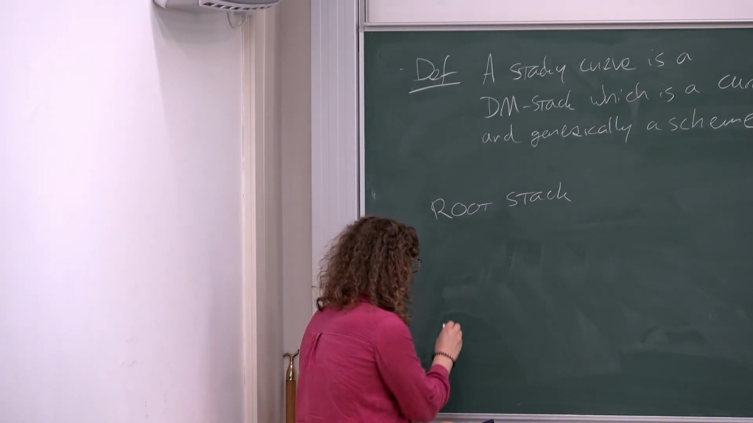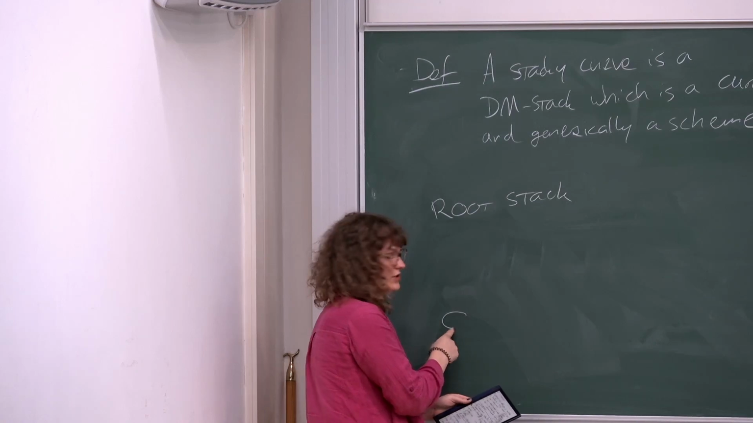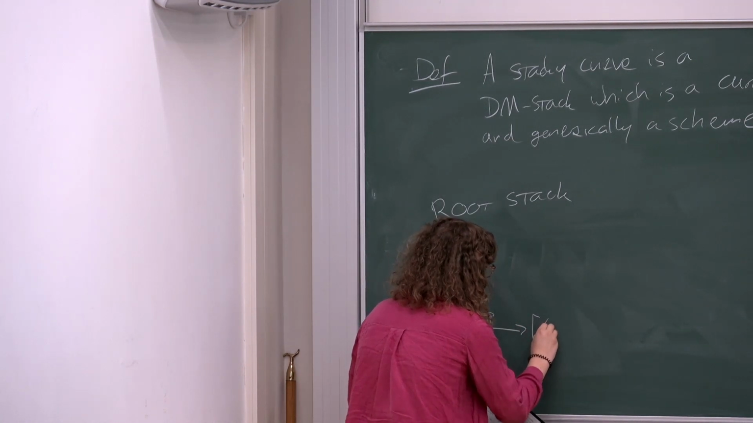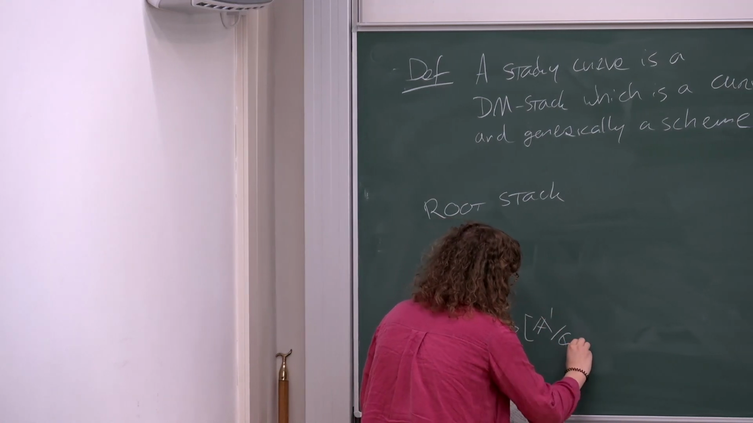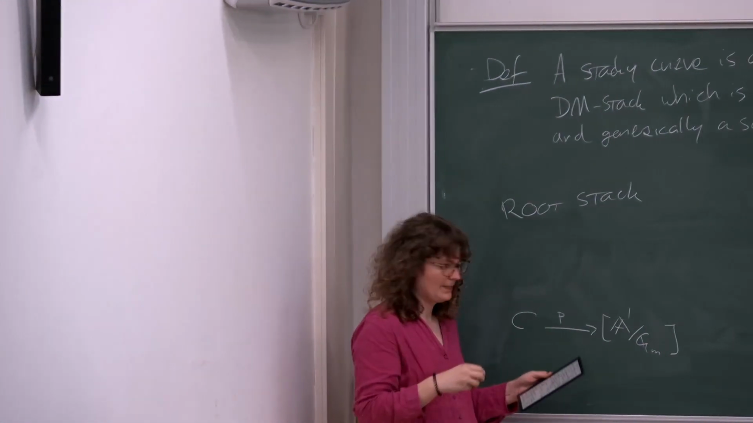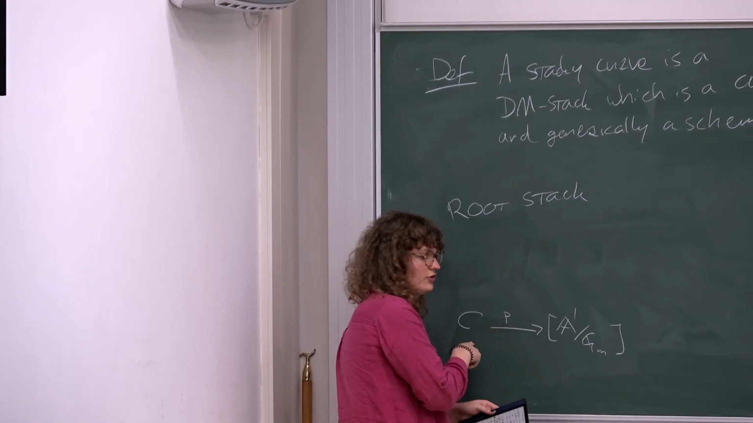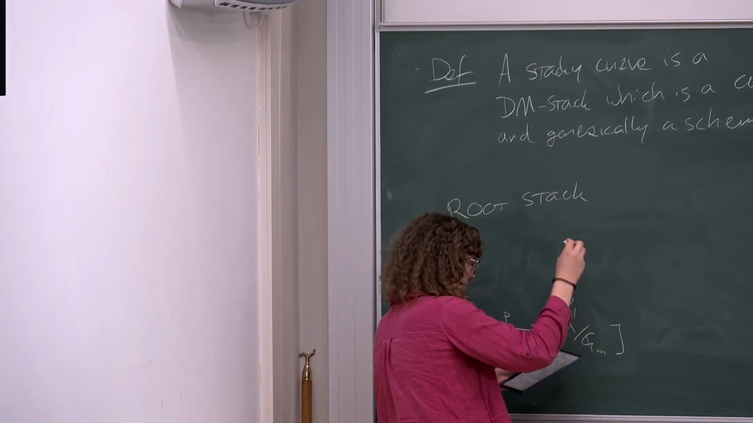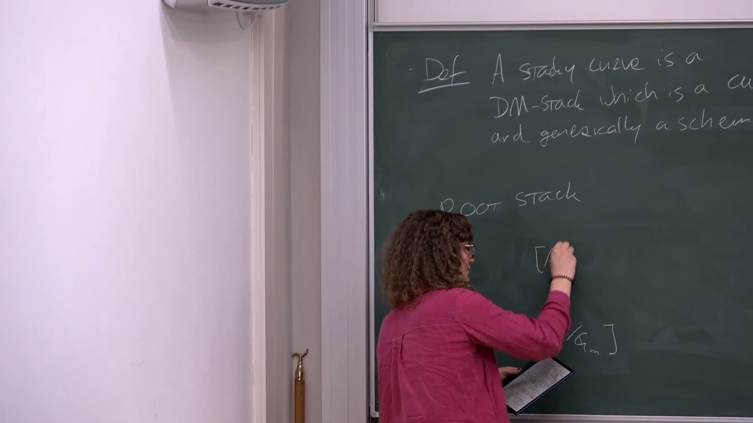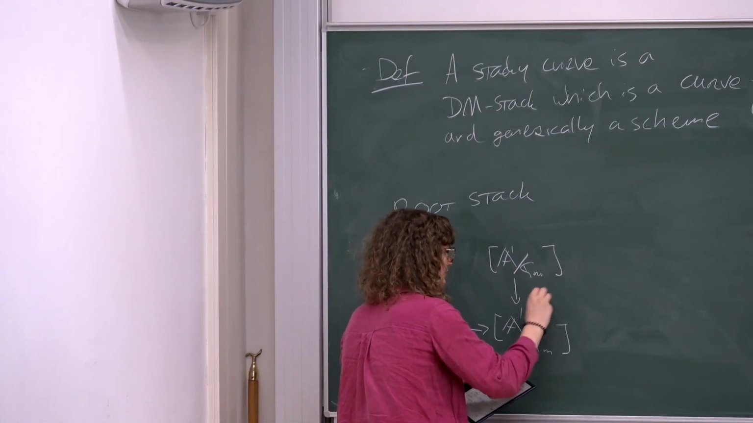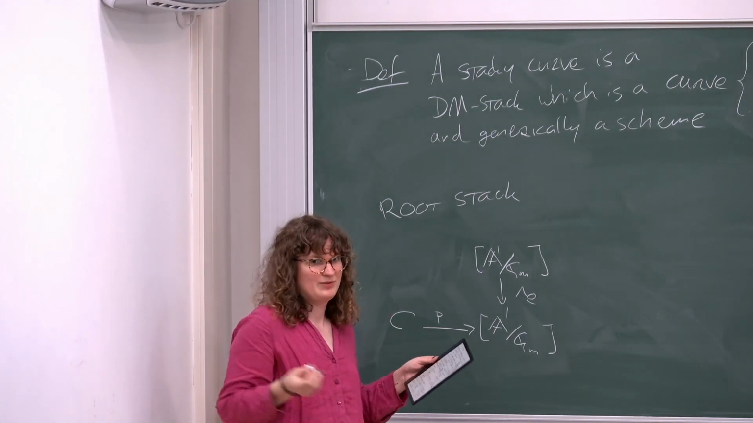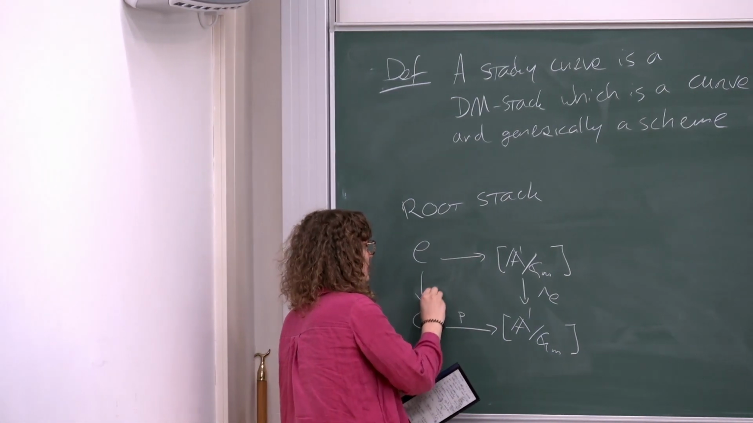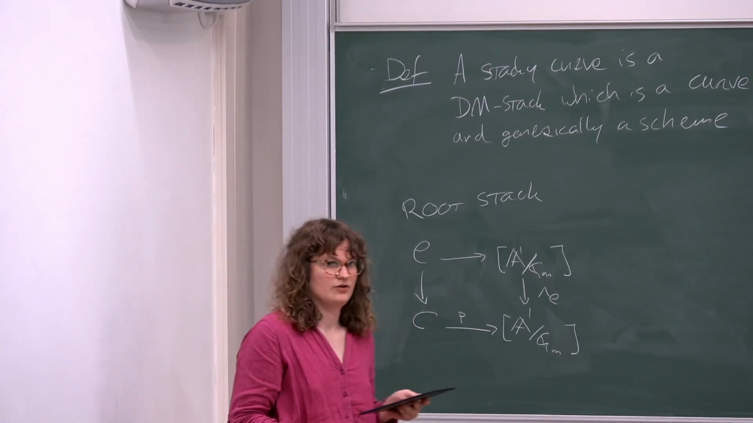So what is a root stack? Well, you start with some curve, which is just a scheme. You pick a point on it. A point defines a map to our favorite stack, which is A1 mod GM, because a point on a curve is just an effective divisor. This is the stack of effective divisors. Then there's the power map on effective divisors, and then we take a fiber product, and you obtain a stacky curve.